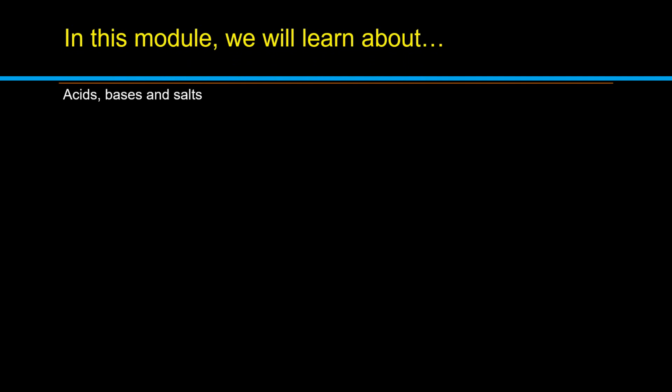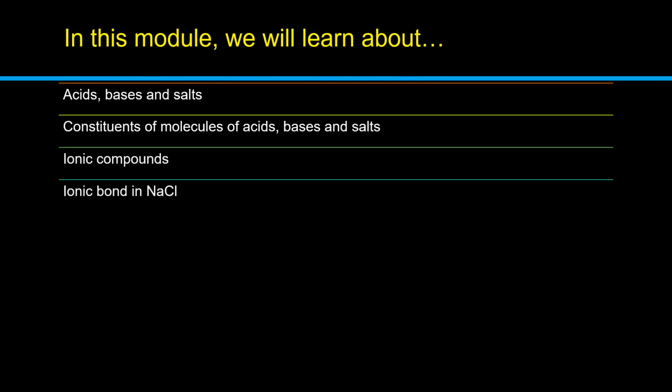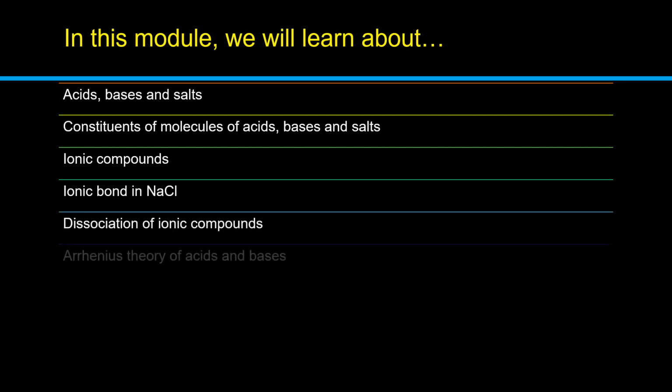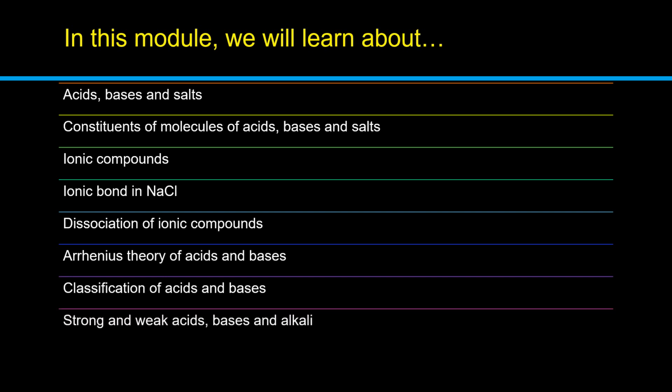In this module, we will be learning about what is an acid, what is a base, and what is a salt. What are the constituents of molecules of acids, bases, and salts? What are ionic compounds? How does the ionic bond occur in sodium chloride? Dissociation of ionic compounds? Arrhenius theory of acids and bases? Classification of acids and bases? Strong and weak acids, bases, and about alkali. We are also going to learn about basicity and acidity.